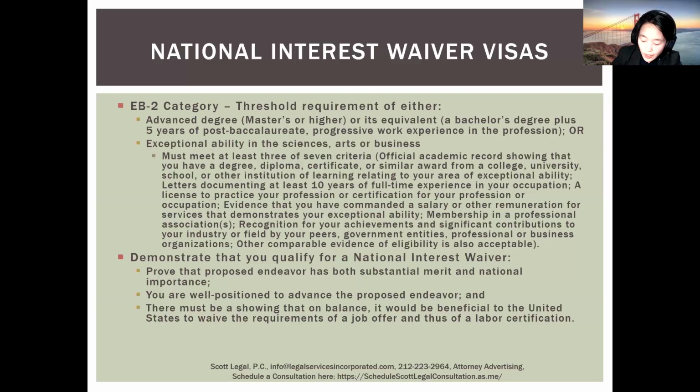Now, there's an alternative way you can meet the EB-2 threshold, and that is through showing that you have exceptional ability in the sciences, arts, or business. And that doesn't necessarily ask for an advanced degree if you can show exceptional ability. And how do you prove exceptional ability? Now, one thing to note here is exceptional ability is different from extraordinary ability. Showing exceptional ability does not require you to prove that you have reached the very, very top of your field, as does an EB-1A context.